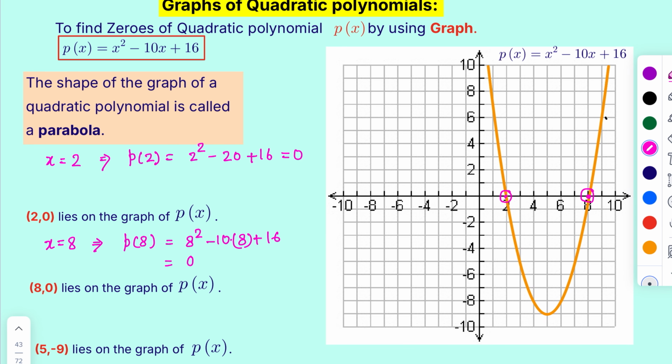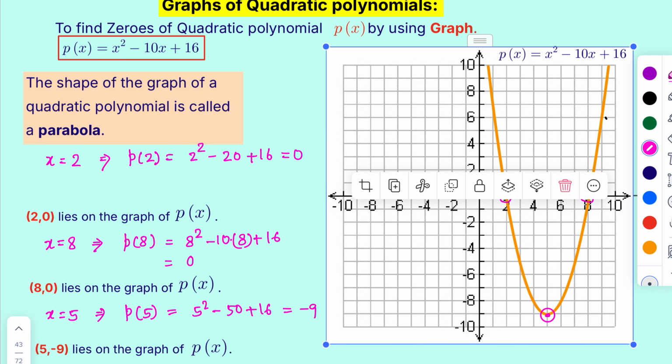Now if we will take x is equal to 5, then we will get p of 5 is equal to 5 square minus 10 into 5, that is equal to 50 plus 16. 25 plus 16 is 41 minus 50, that is minus 9. The point is this one. This is 5 and minus 9.